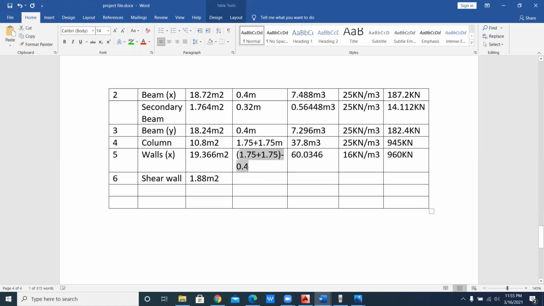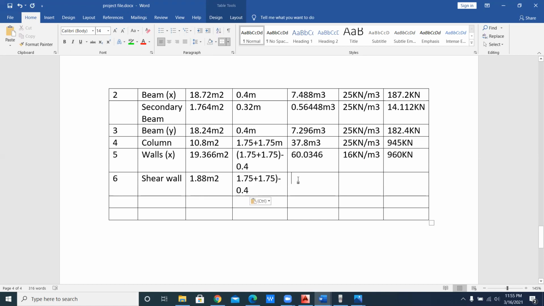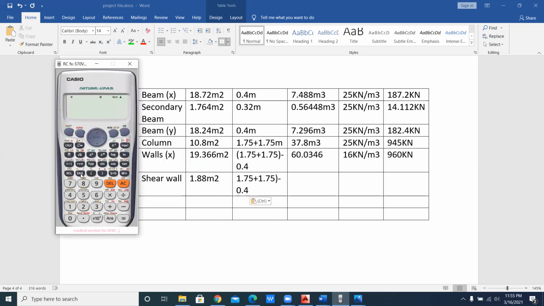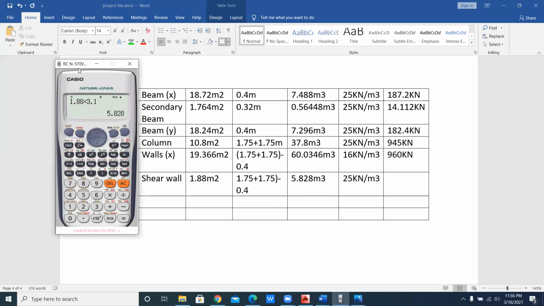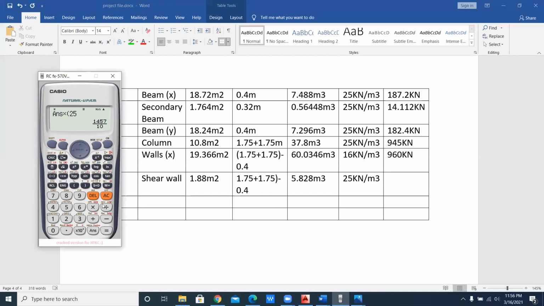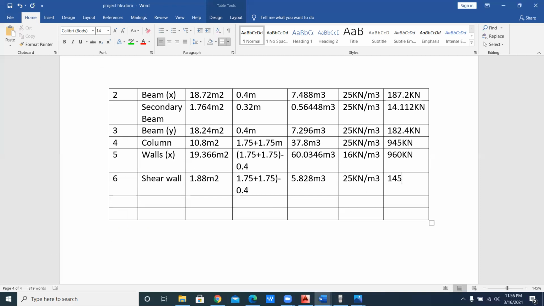If we copy this and paste this, this is equal to 1.88 multiplied by 3.1. Okay, 5.828 meter cube. Then, remember that for the shear wall you have to consider that as 25. That is 25, multiplied by 25, equals 145.7 kilonewton. Okay, this one.